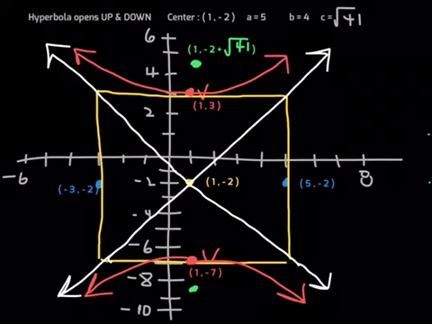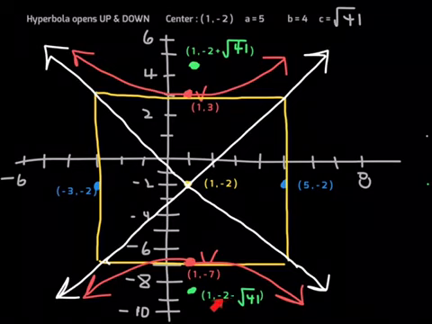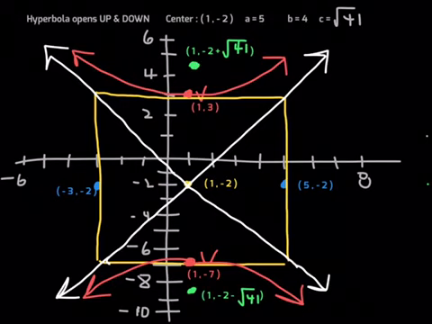Let me give you coordinates for that. So I have these coordinates for this focus here. So it's 1 and then negative 2 minus the square root of 41. Okay, so I have everything here on the screen. I got my center, I got my vertices, and I have my foci. I even have my asymptotes right here. Cool?